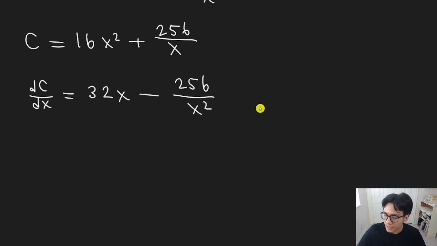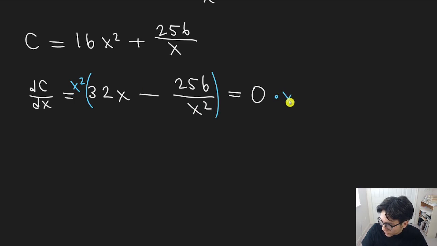Now, again, we're trying to find the minimum cost. So we're going to try to find critical points for c. And that involves finding when the derivative is equal to 0. Okay. So then we have to solve this equation. One way to do it is to clear our denominators. We have an x squared in the denominator, so what I can do is multiply both sides of the equation by x squared.